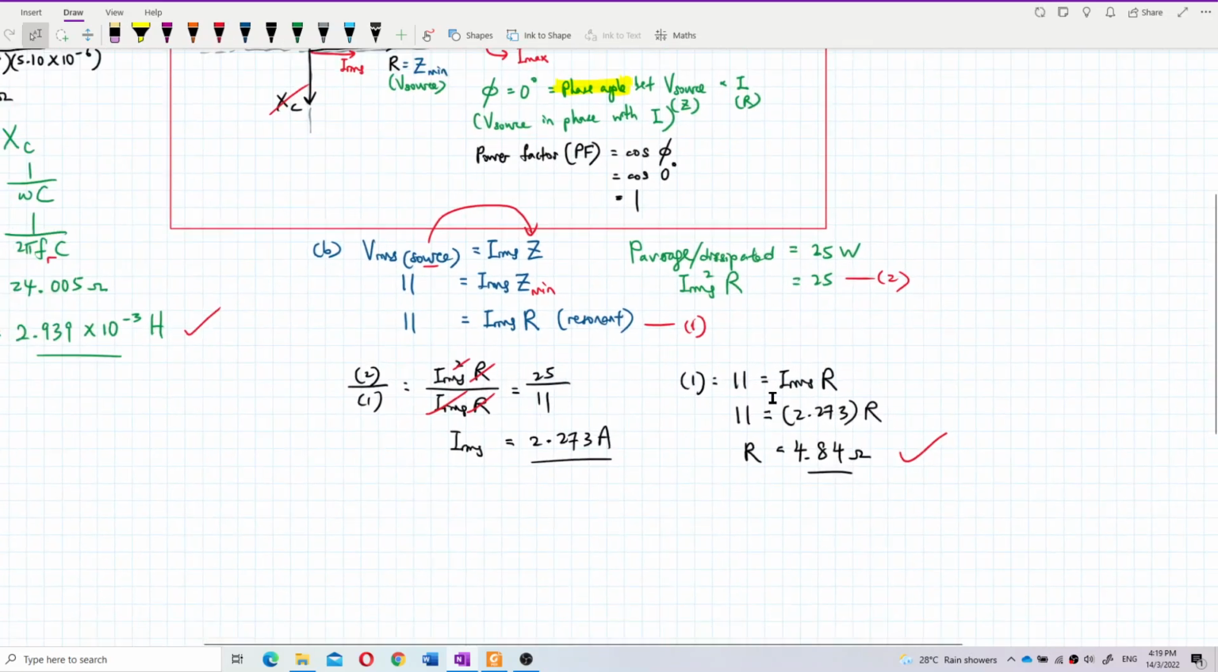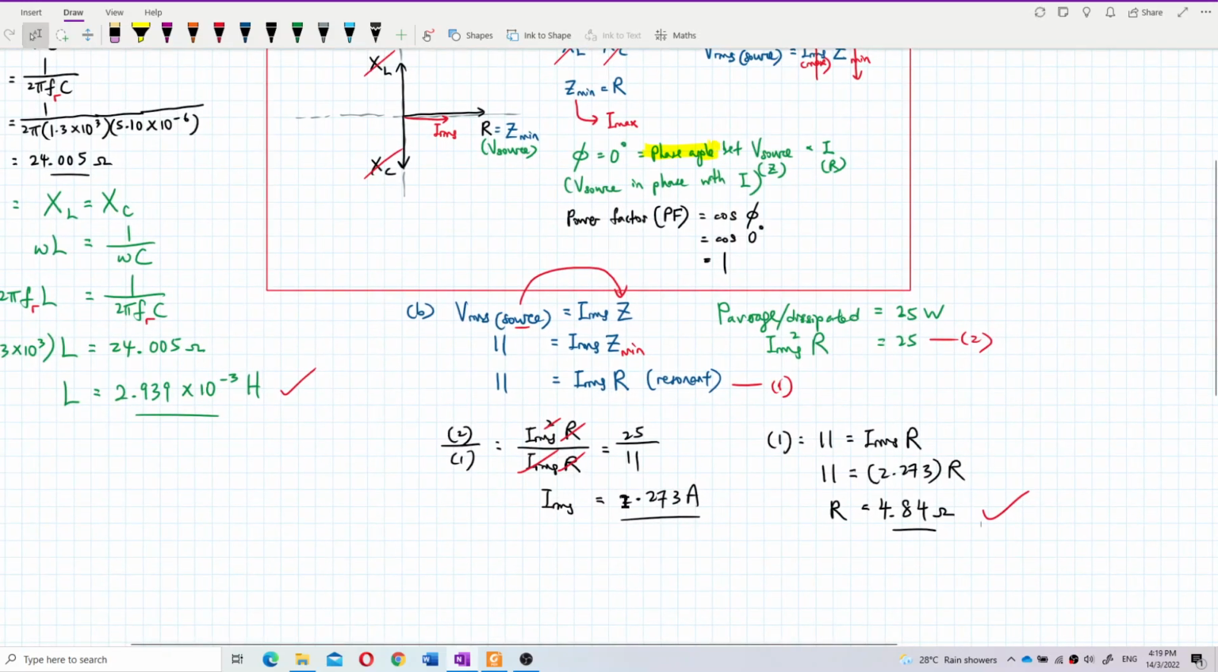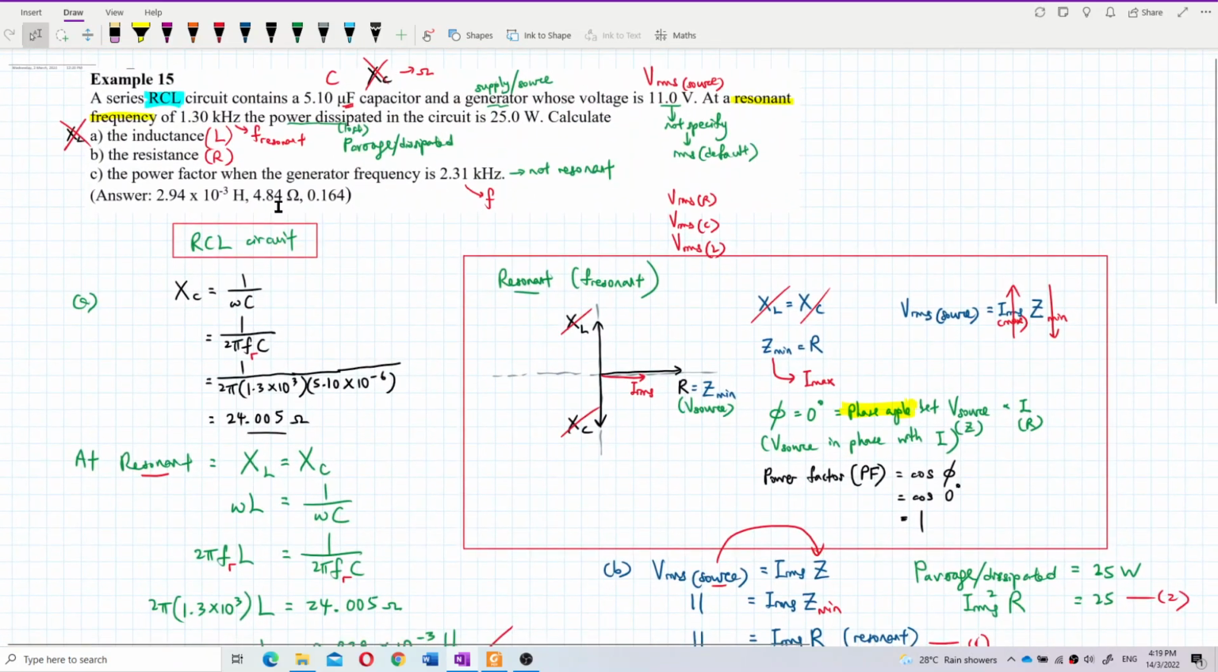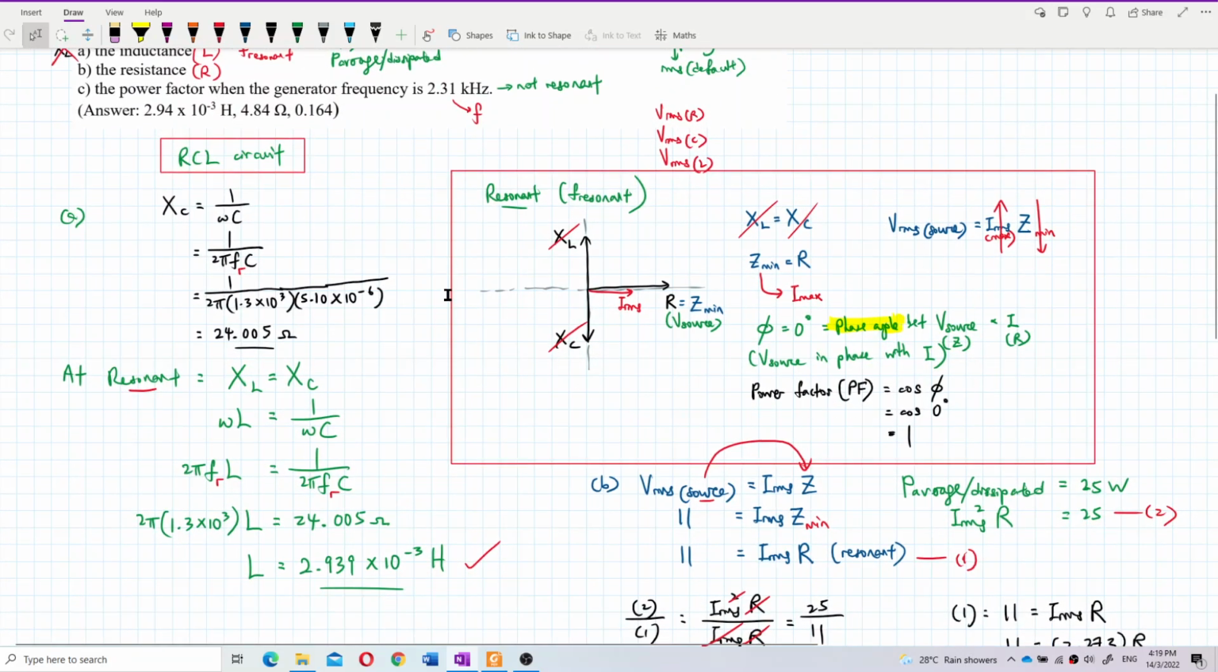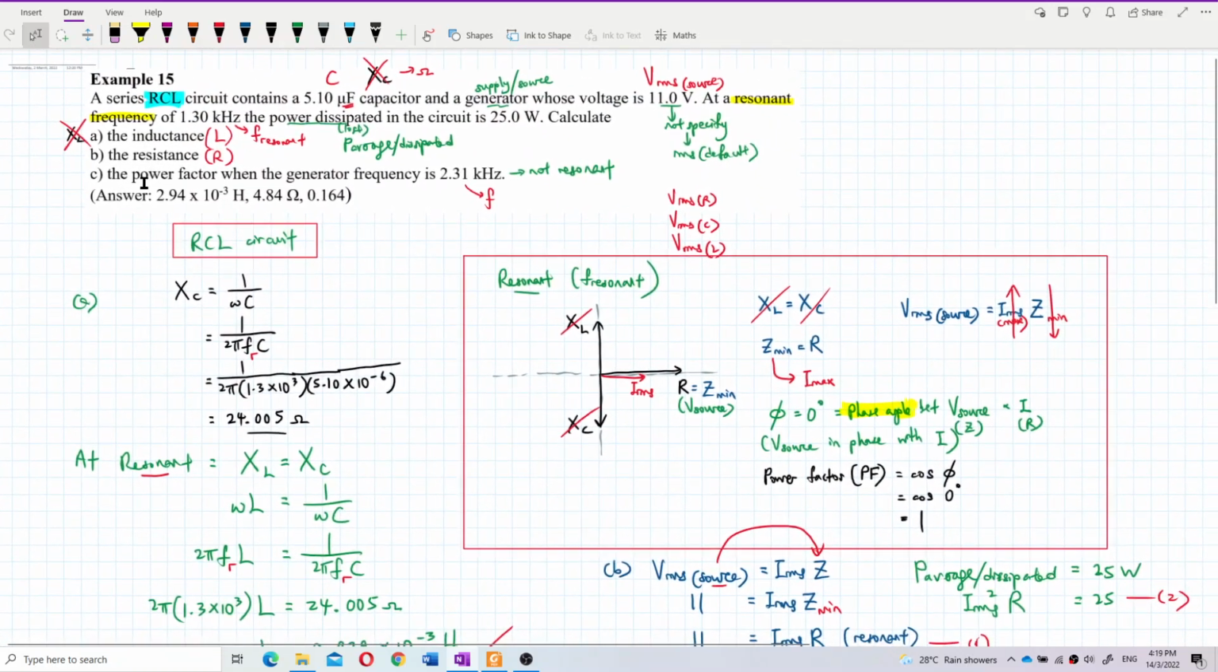I got the RMS current, and also the resistance 4.84. Okay, so done. You got the resistance already. Important thing, you must know this concept. And now, question C.